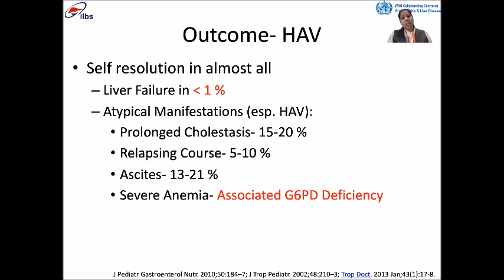But in certain cases, in case of some chronic conditions or severity of the virus, there may be chances of liver failure, which is less than 1% of cases. Other typical manifestations are also there, especially in hepatitis A virus: prolonged cholestasis, which constitutes around 15 to 20%, a relapsing course, around 5 to 10%, ascites, 13 to 21%, and some severe anemia associated with G6PD deficiency, that is glucose-6-phosphate dehydrogenase deficiency.